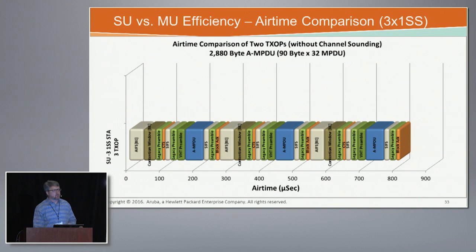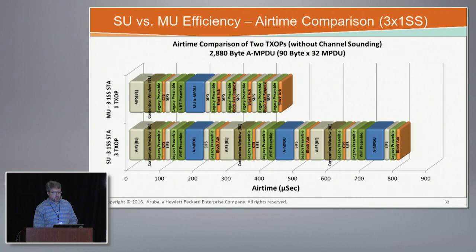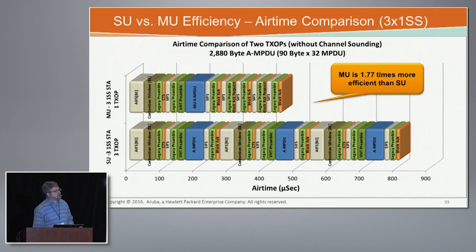So here it is with a little more realistic example. Here's an aggregate of 32 TCP ACKs, SU on the bottom, MU on the top, and now it's slightly more efficient, 1.7 times more efficient in terms of airtime. Again, ACKs are small, but normally, if you're doing a file or something, you're going to have lots of ACKs in a single TX op. So this would be more representative of what you'd see in the real world.